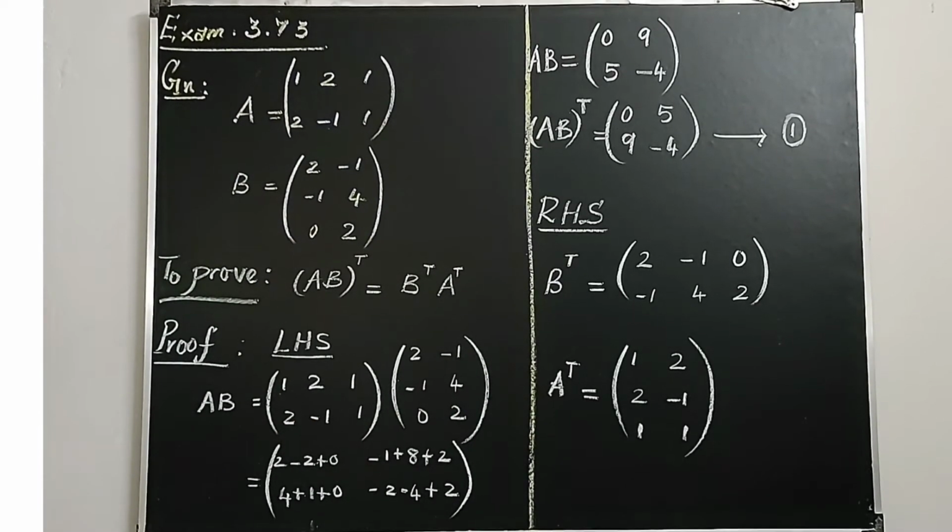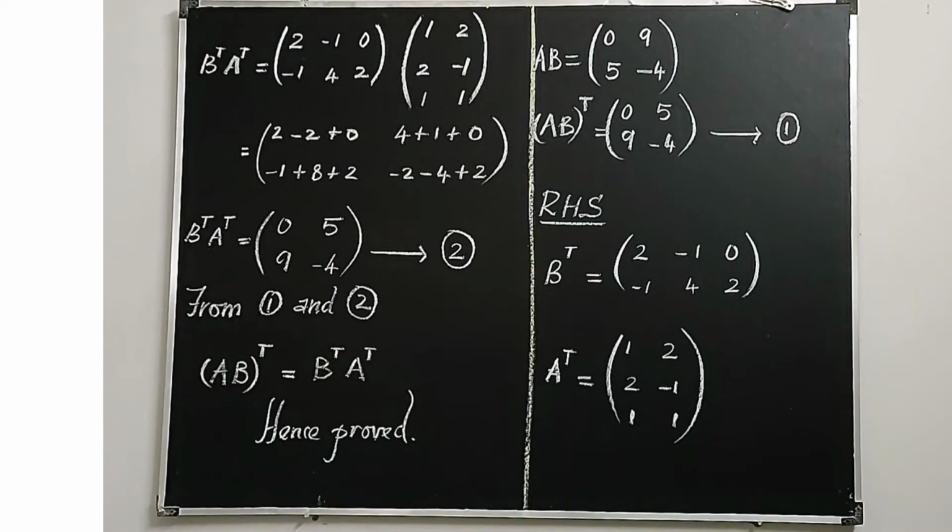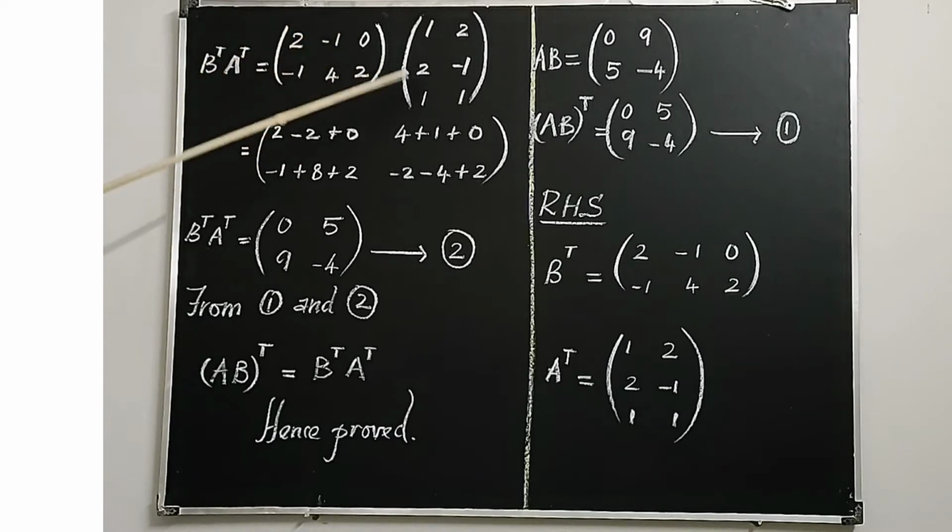Let's calculate B transpose into A transpose. Look at the RHS, B transpose into A transpose. First row, first column: 2 into 2, 2; minus 1 into 2 is minus 2; 0 into 1 is 0. Then first row into second column: 2 into 2, 4; minus 1 into minus 1 is plus 1; 0 into 1 is 0. Second row, first column: minus 1 into 1; 4 into 2, 8; 2 into 1, 2. Then second row, second column: minus 1 into 2, minus 2; 4 into minus 1 is minus 4; 2 into 1 is 2. Then simplify it to get B transpose into A transpose.